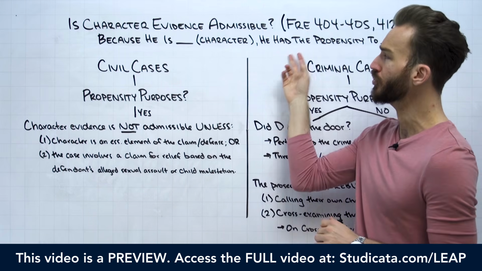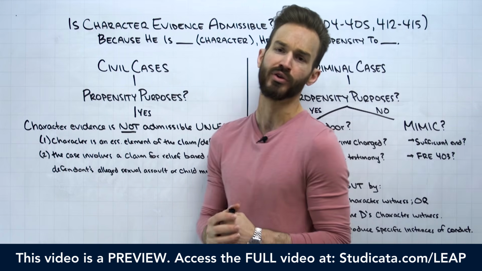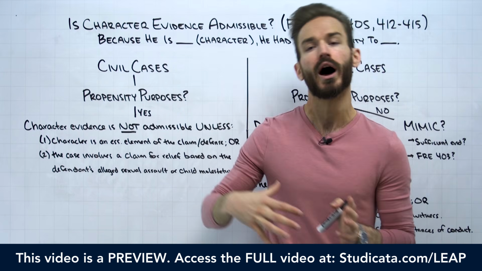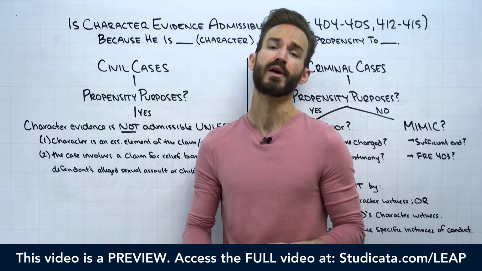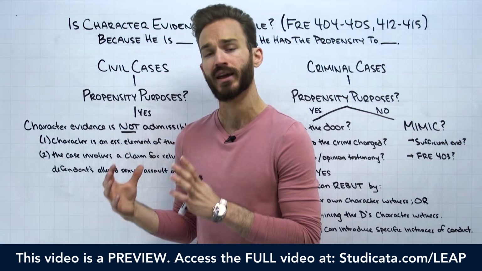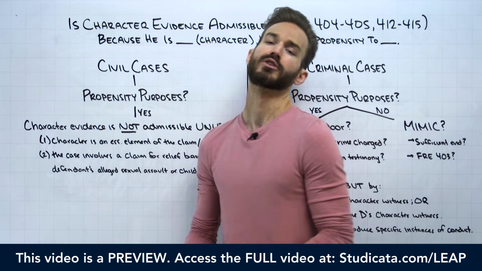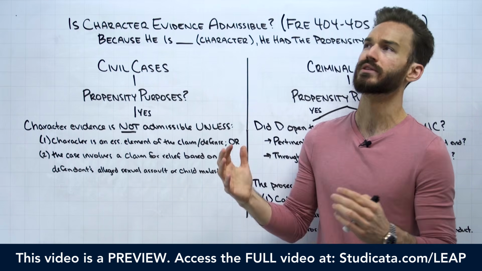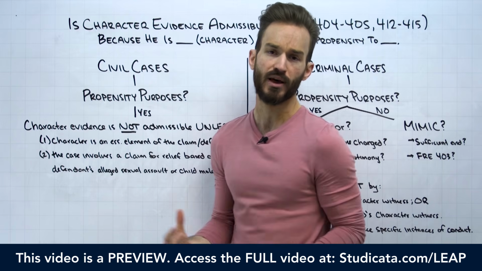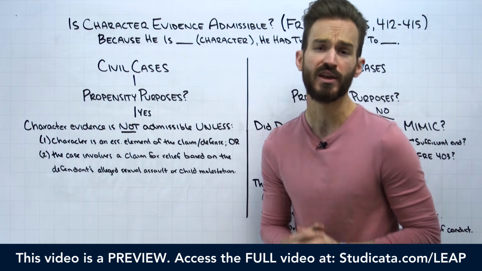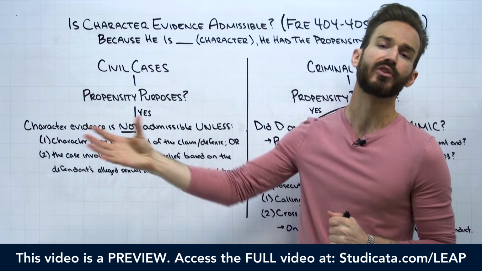And we know under Rule 405 of the Federal Rules of Evidence that character evidence can come in through one of two different forms, right? We have reputation and opinion testimony, and we have specific instances of conduct. So reputation and opinion testimony would look like a witness taking the stand and saying something like, in my opinion, having known the defendant for 20 years, I believe he is a violent person, right?